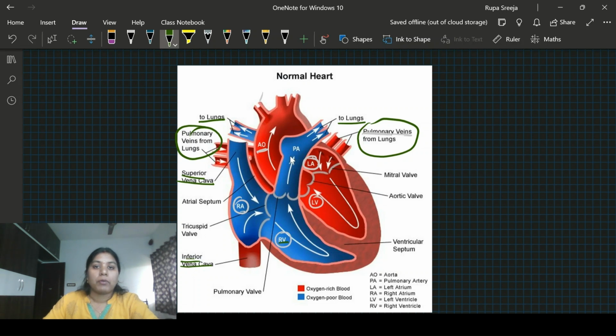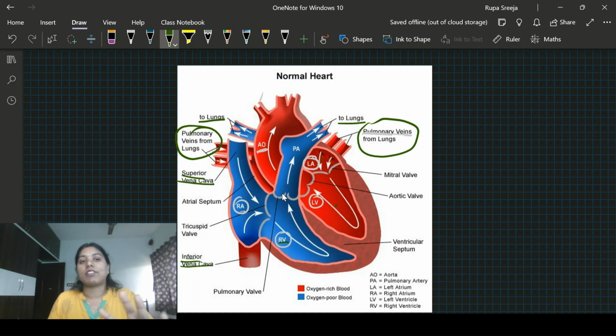Through the pulmonary veins into the left atrium, and from the left atrium it is sent directly into the left ventricle, and from the left ventricle it is pumped out of the heart through the aorta to all the body parts, including the brain, lungs, even the carotid artery and coronary artery. Okay, so this is about the circulation and the normal structure of the heart.